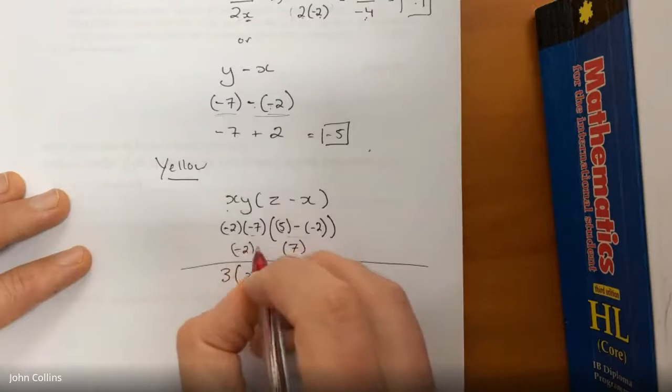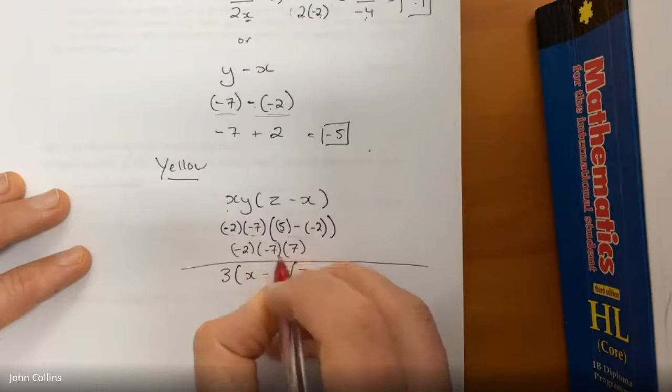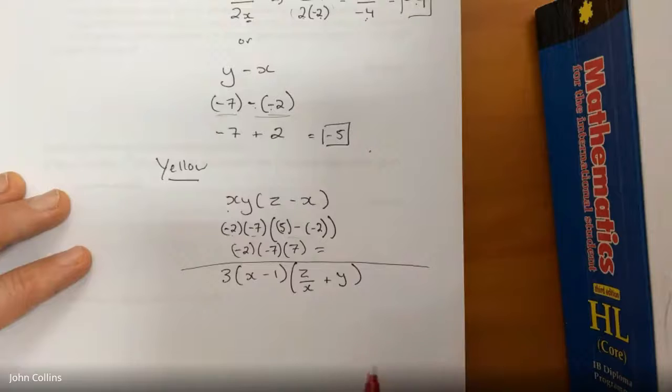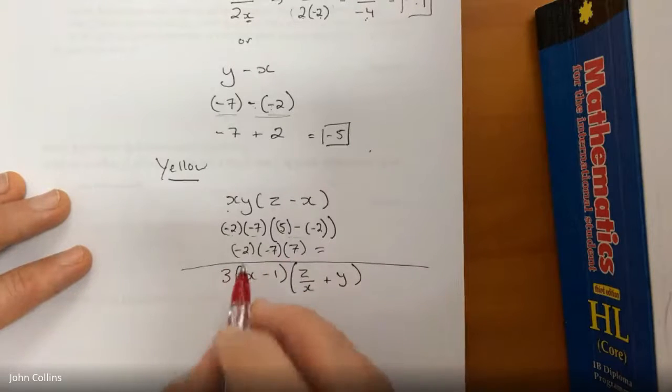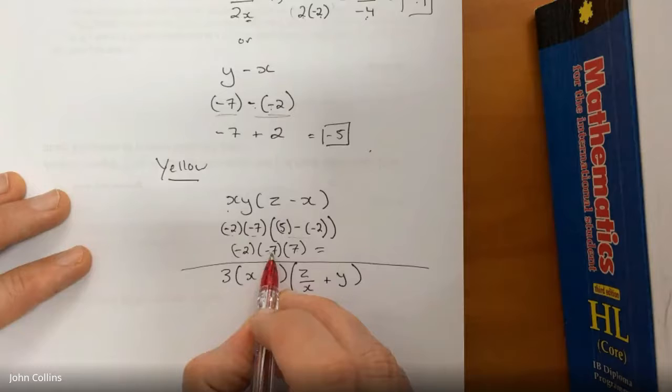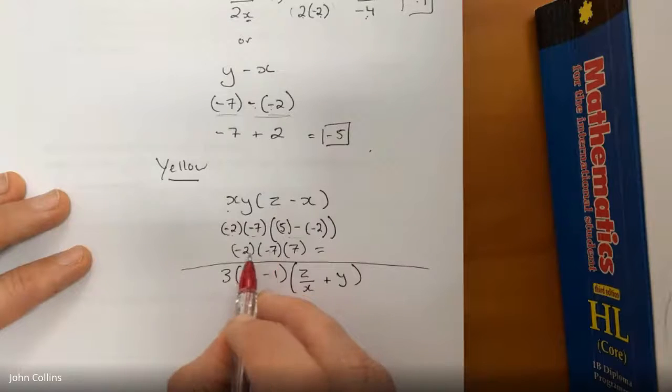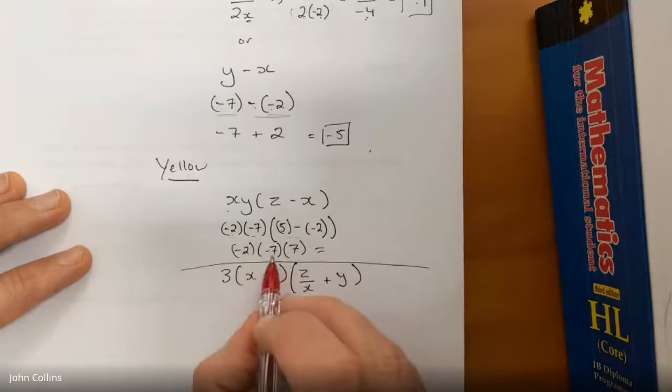So I have minus 2 here, still minus 7 here, and now 7. And then I can write my final answer, because that's multiply, multiply, multiply, brackets, brackets, brackets. Minus 2 times minus 7. Minus times a minus is a plus. 2 times 7 is 14.